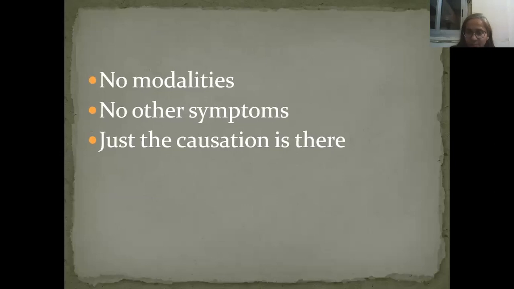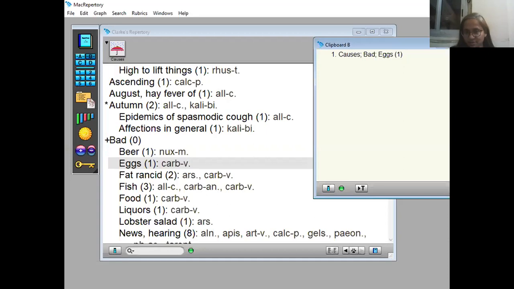So we have a whole chapter of causation in Clark's repertory. So go to that chapter, go to causation. And I never knew that this type of rubric could also exist. I just used the search option of the software and I just searched for eggs, and I got this bad eggs in causes.